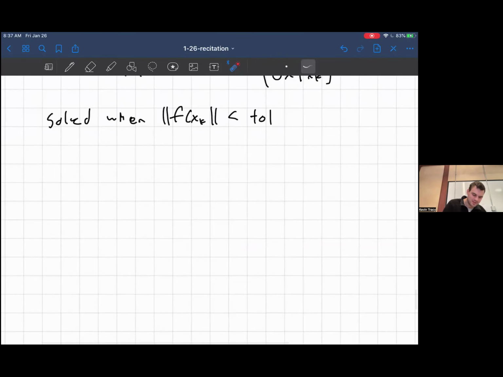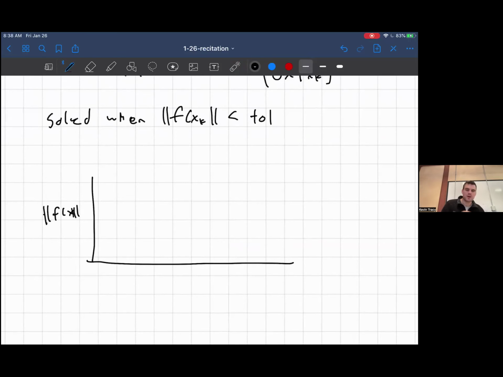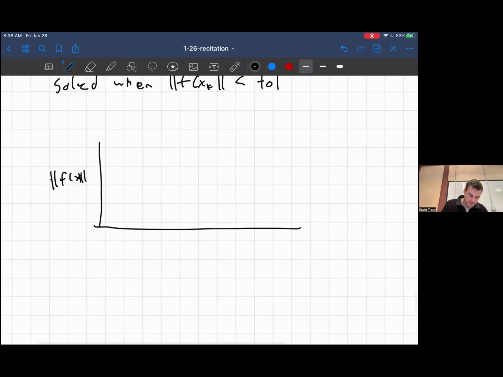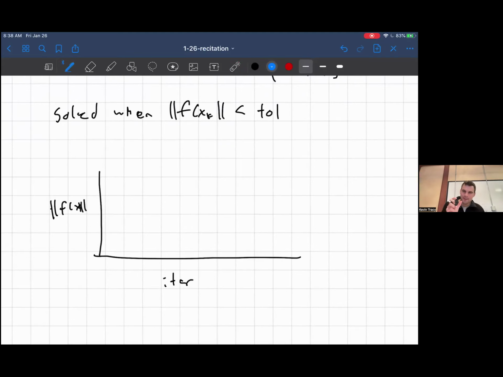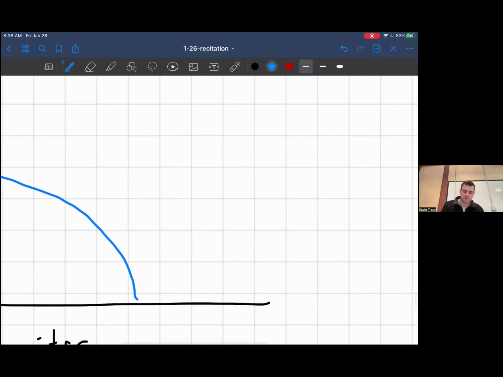So what this means is that if I have a plot and this plot shows me the norm of f of x, remember I'm trying to zero this out, so the norm should be 0. And this is iteration. What we'll see in Newton's method is that if we're in the basin of attraction, so if we start converging, this thing will plummet like this. We converge extremely quickly. And this is because we have quadratic convergence.